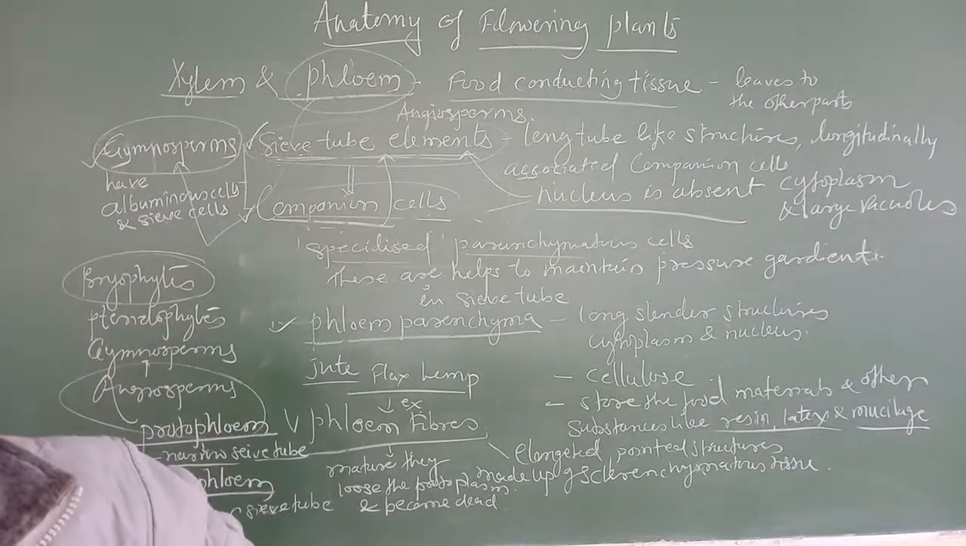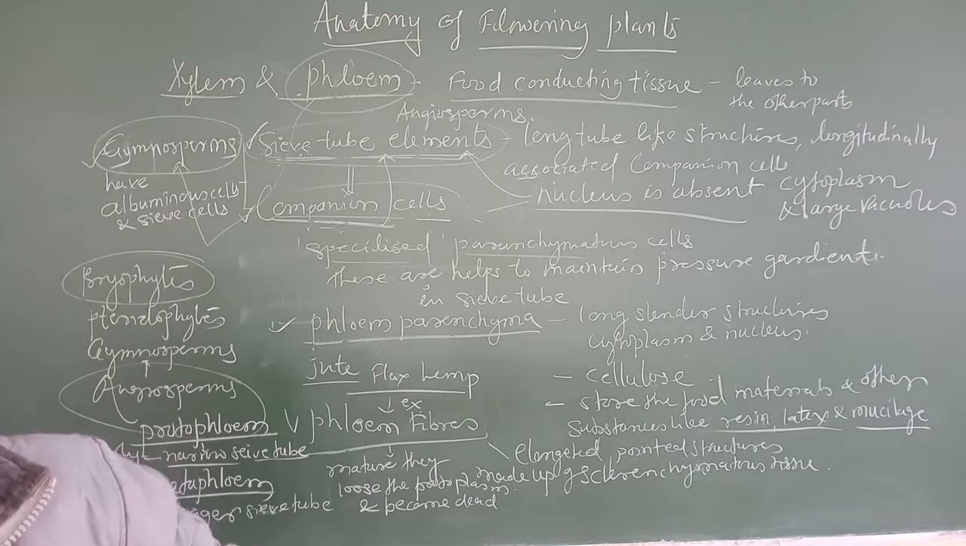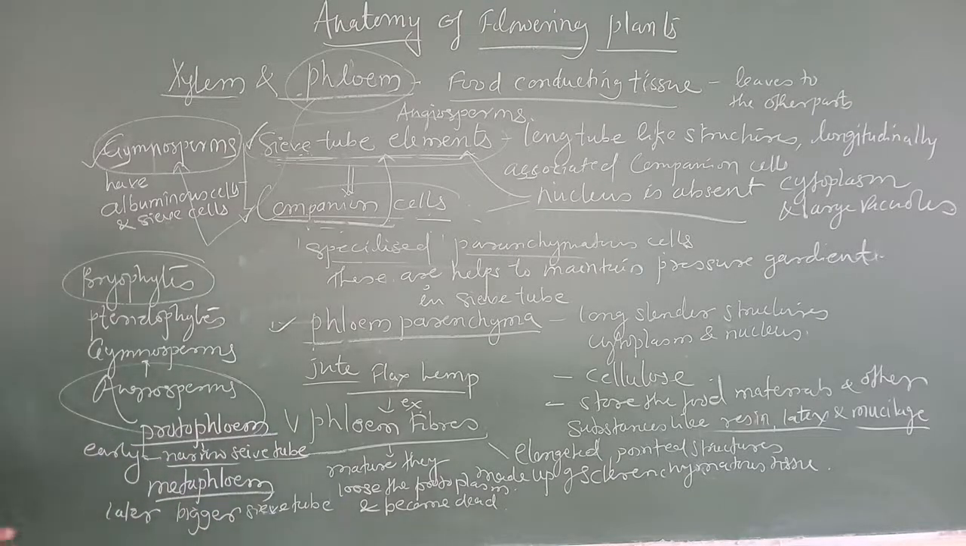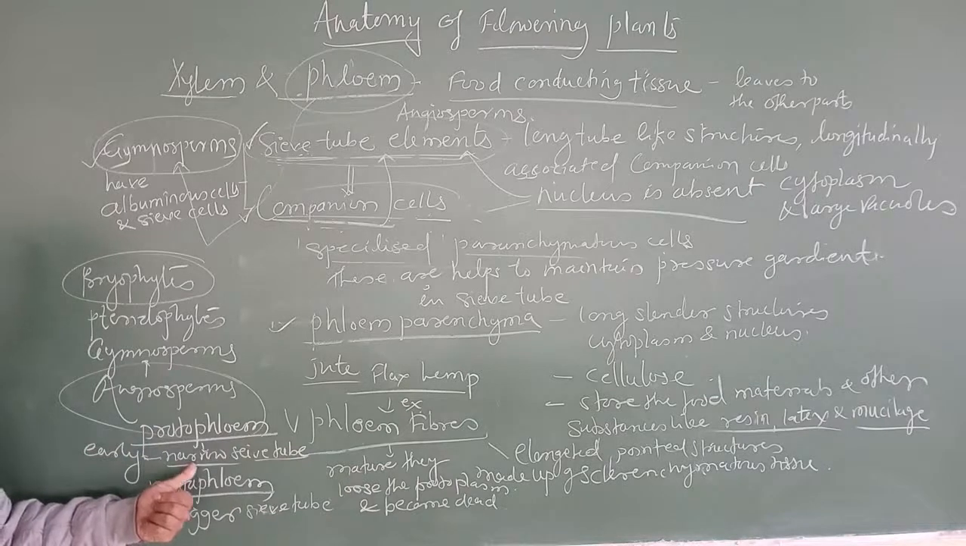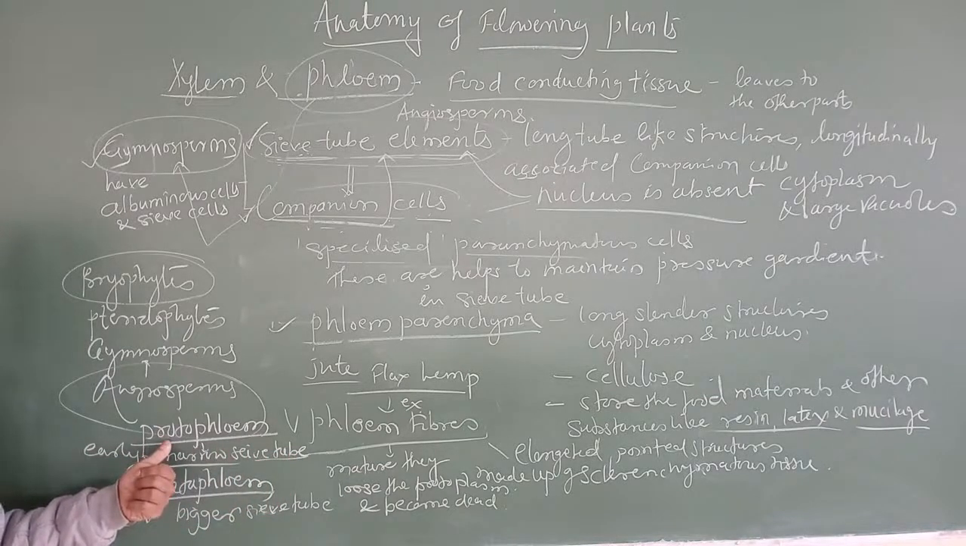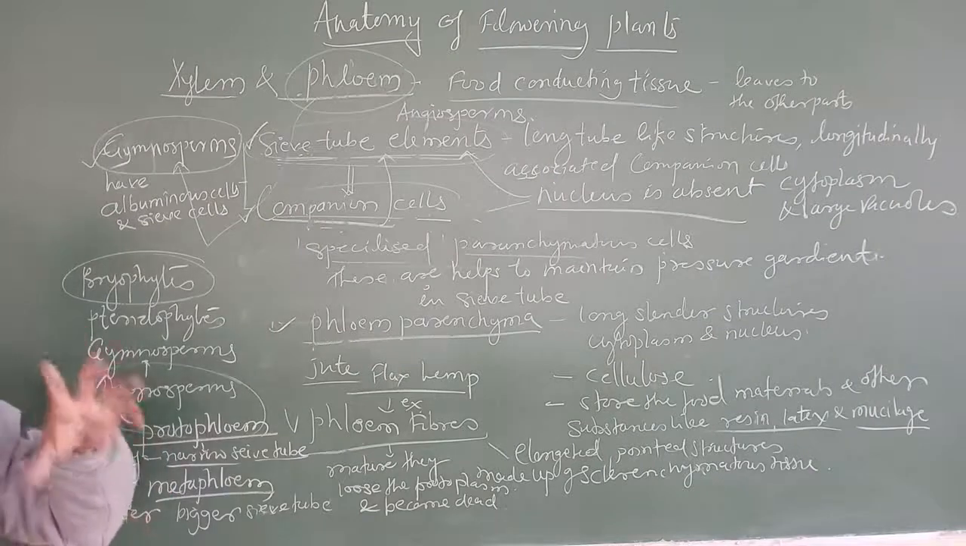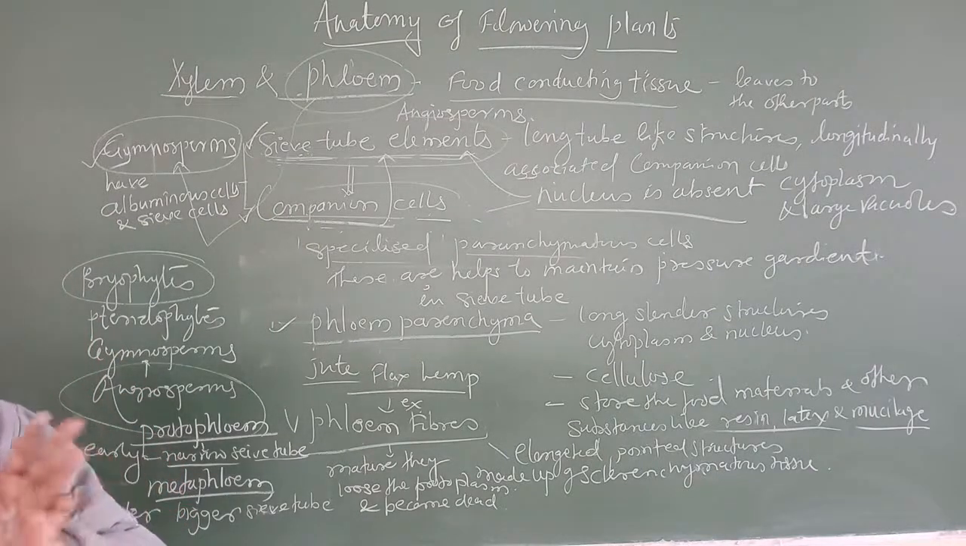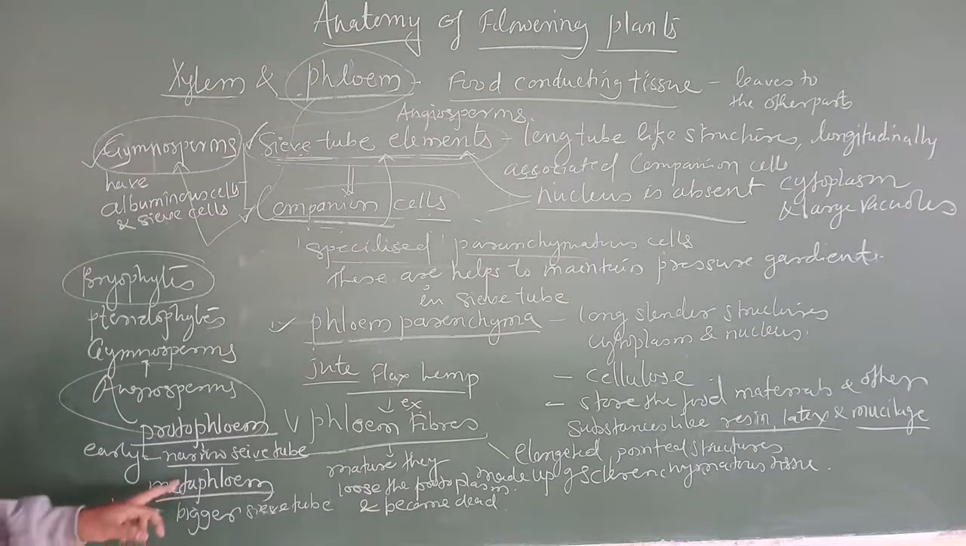The first formed primary phloem consists of narrow sieve tubes, in the sense protophloem and metaphloem. The first formed or early formed primary phloem has narrow sieve tubes, and it is called protophloem. Protophloem is formed early in the primary phloem, and it has narrow sieve tubes. Metaphloem forms later, and it has bigger sieve cells. That is what we call metaphloem.